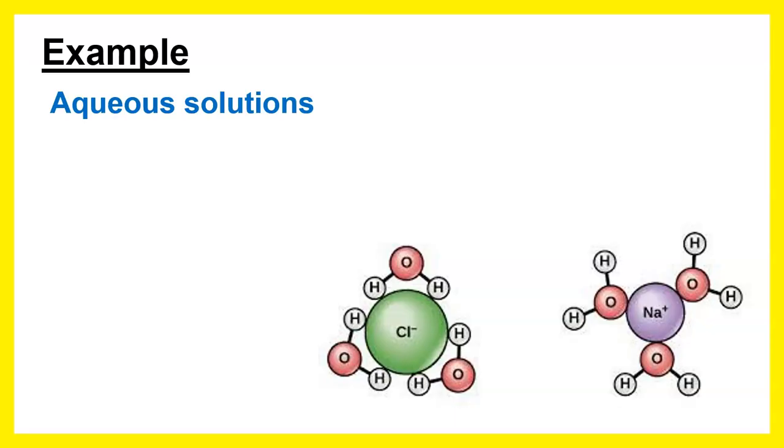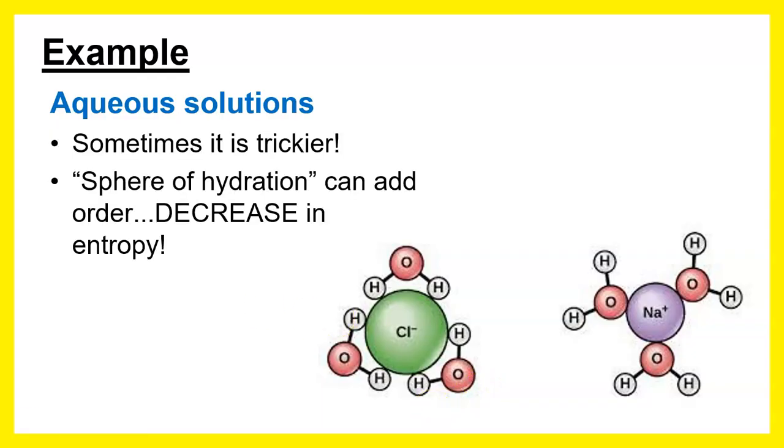When you have something like an aqueous solution, you have some ions mixed with water. Physically, we have to remember that you might get water molecules surrounding those ions. That's called a sphere of hydration. The water is forming a shell around the ions because we have the charges, right, those partial charges on the oxygen or the hydrogens attracted to the charge on the ions. And that can actually result in a decrease in entropy.